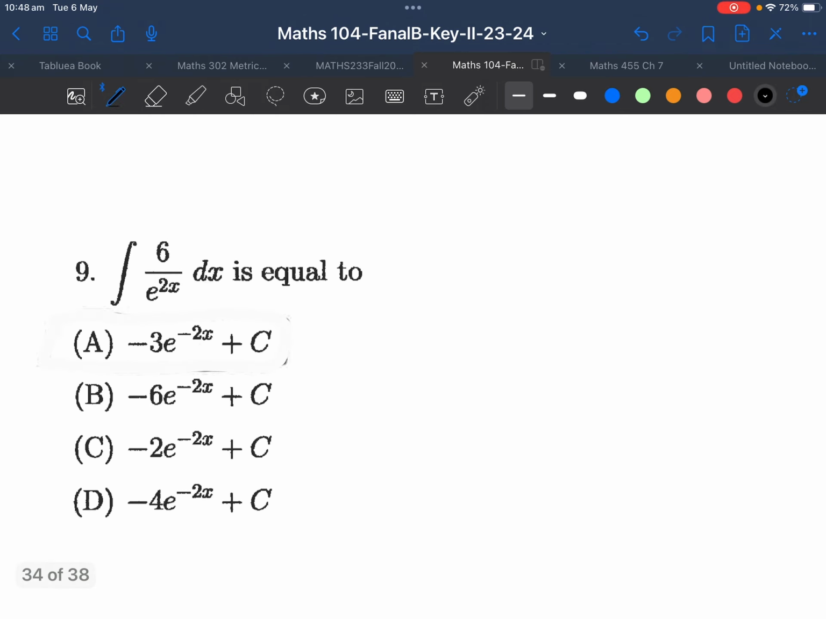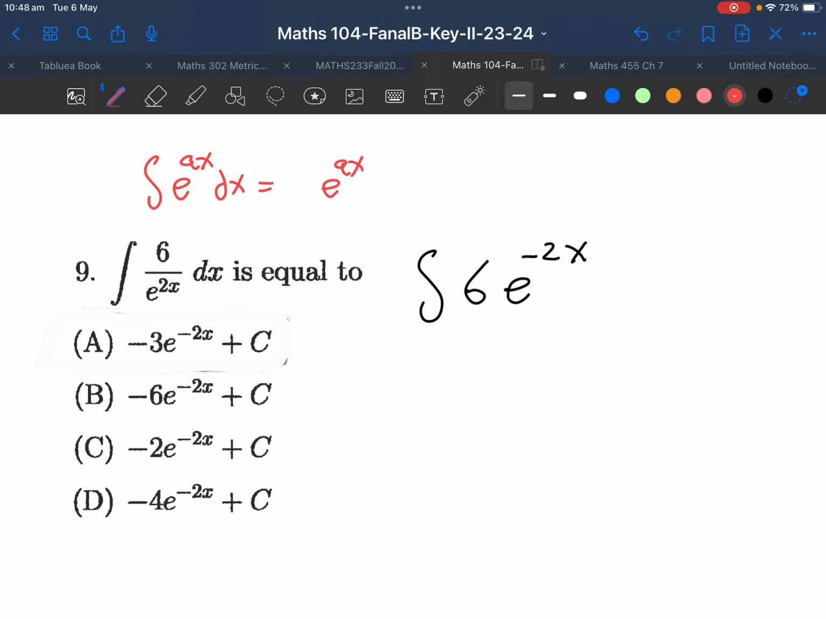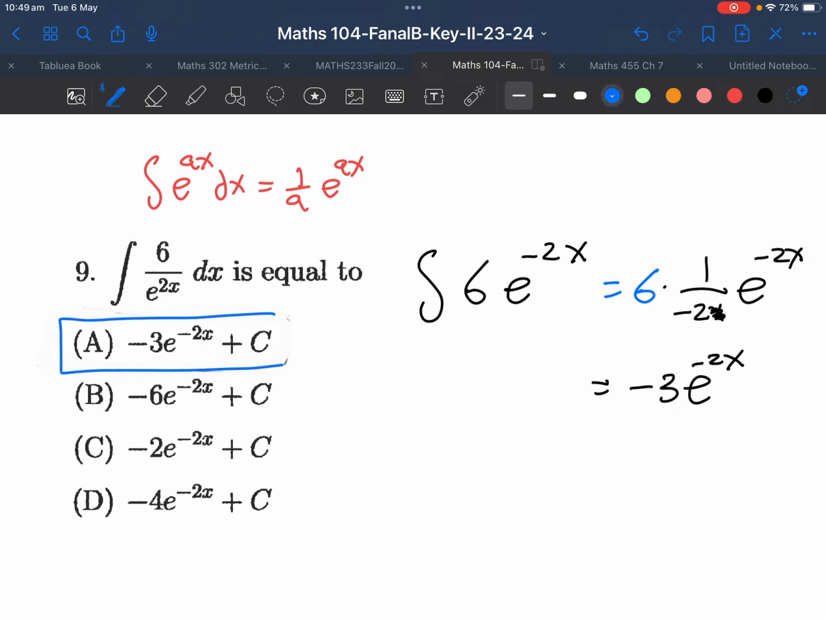Next one is this integral, which we just did here. I will take this one here. And remember, we have a formula that says e to the power ax, keep it as it is, and divide by a. So this integral would be just 6, keep the e, and divide by the number in front of x, which is minus 2. 6 divided by minus 2, this is minus 3e to the power minus 2x, which corresponds to e.